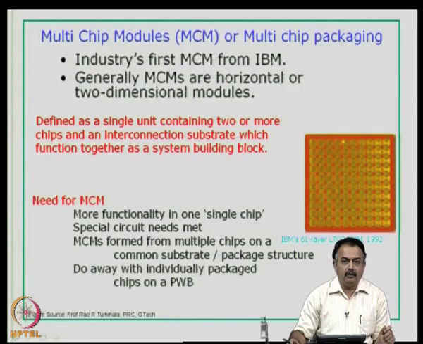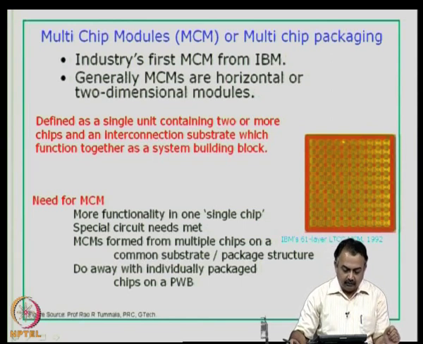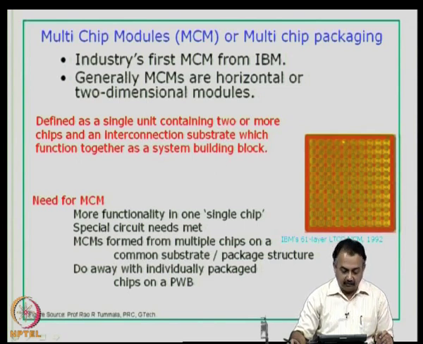So, if you look at multi-chip modules, MCM or multi-chip packaging, compared to SCM, which is a single chip module, here we have a single unit which contains two or more chips on a common substrate and interconnected together on the common substrate, so that it can form a system level building block. So, the definition for MCM can be a single unit containing two or more dies or chips and an interconnection substrate, which will function together as a system building block. The substrate can be organic, it can be ceramic too.